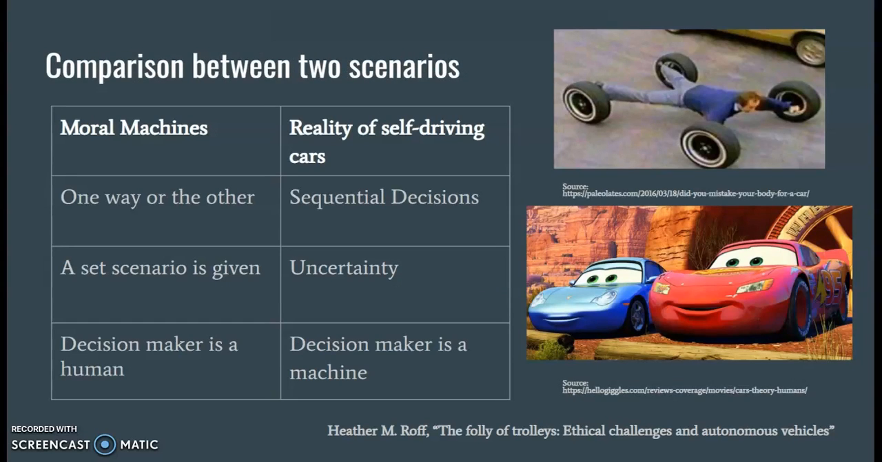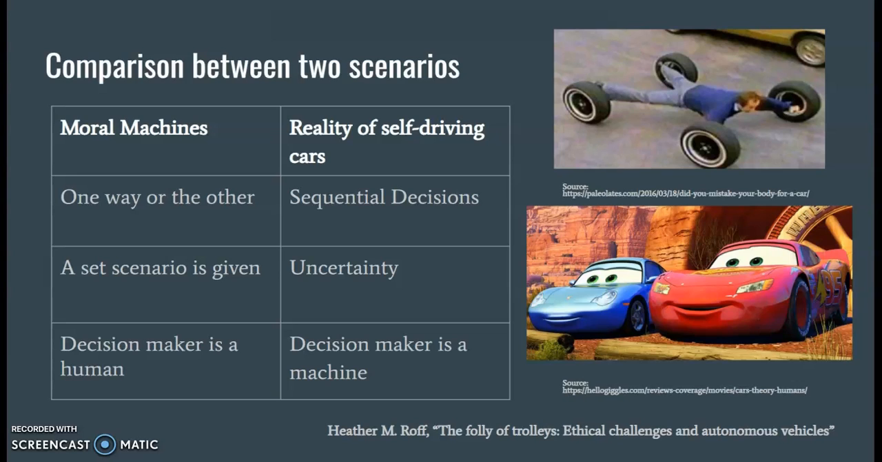So knowing all this, we can compare the trolley problem and the reality of self-driving cars. In the trolley problem, we're given two choices. We can either run through one or five. So the decision is always one way or the other. Well, in the reality of self-driving cars, we're actually making a sequence of decisions. Secondly, inside the trolley problem, we have a set scenario given. Well, in reality, we never have a set of instructions that we could base decisions on, because it's a world of uncertainty. Everything is constantly changing. It's a set of dynamic conditions.